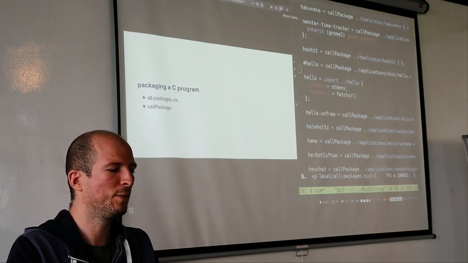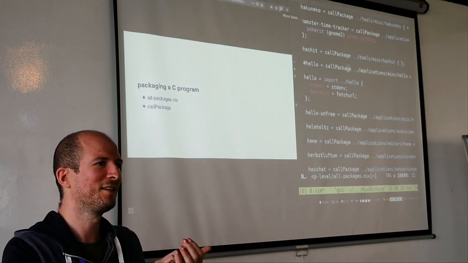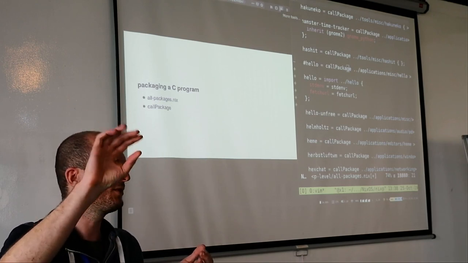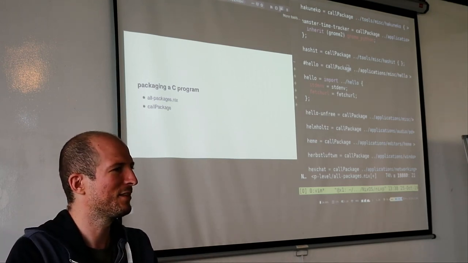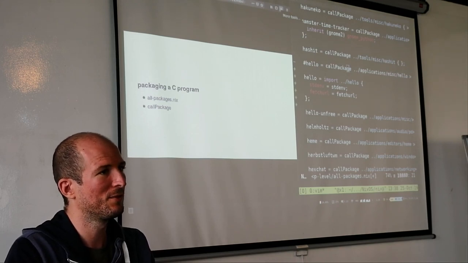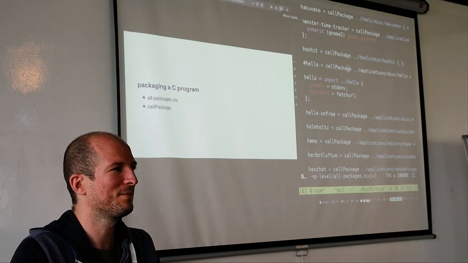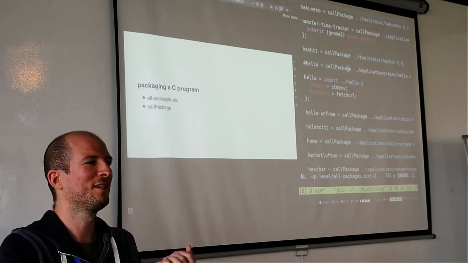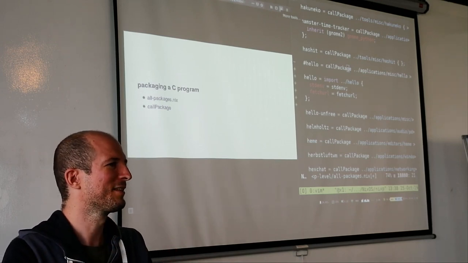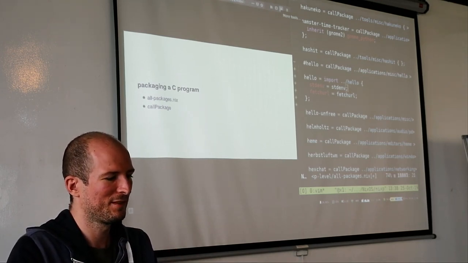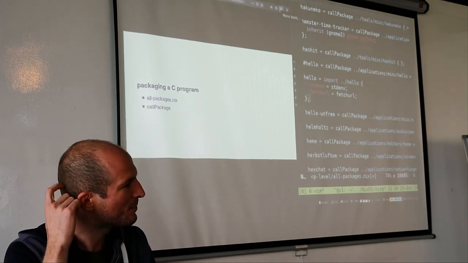But callPackage is just a little utility function that injects automatically all the attributes that you depend on from the top level, into the function that you return. So just that. Plus it provides some overriding capabilities. It wraps your derivation so that you can then call override on top of it. Which is, yeah, I don't know how to explain that.